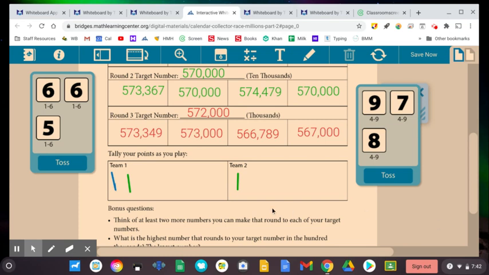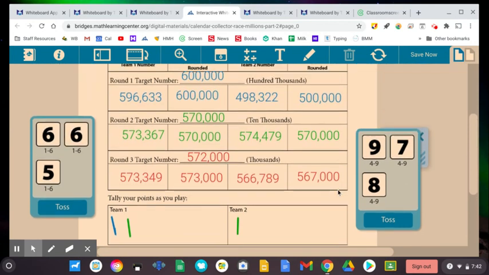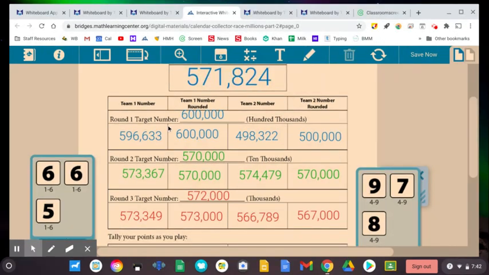So I want you to think of these questions at the very bottom. Think of at least two more numbers that you can make that round to each of your target numbers. What is the highest number that rounds to your target number in the hundred thousands? And what's the lowest number that rounds to the 100,000s? And then I want you to think about it: hundred thousands, 10,000s, or thousands. Which would be the easiest to round numbers to if you would roll 6 different dice? Take a moment to discuss this.